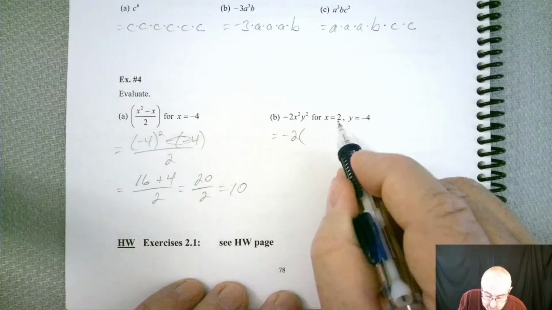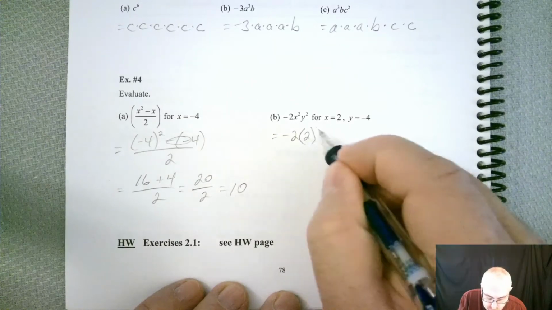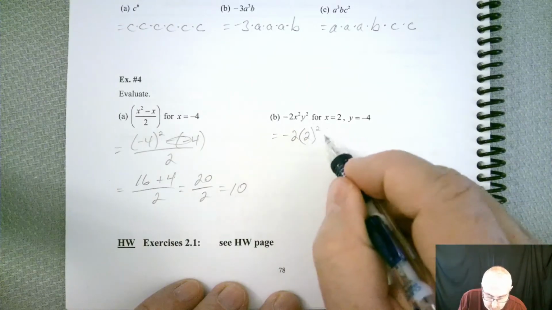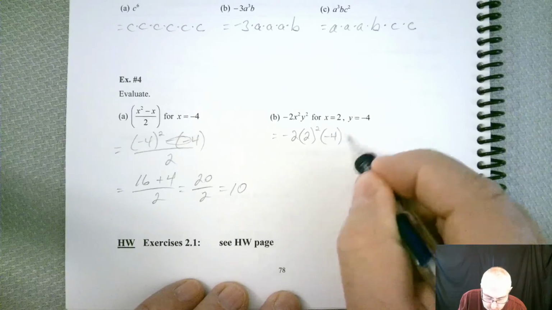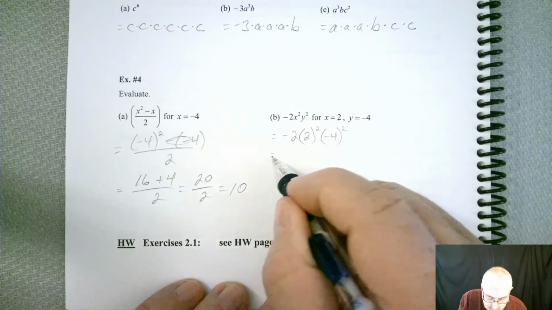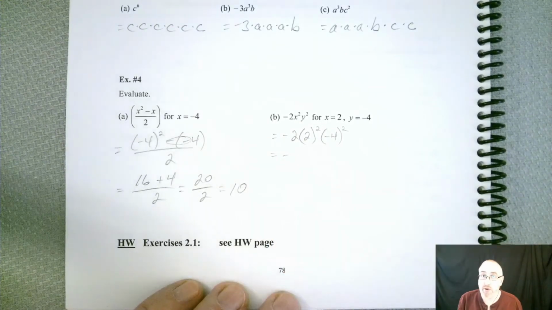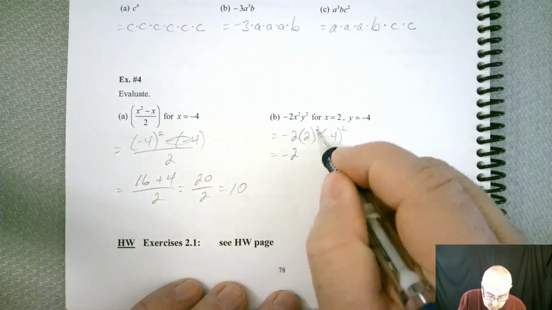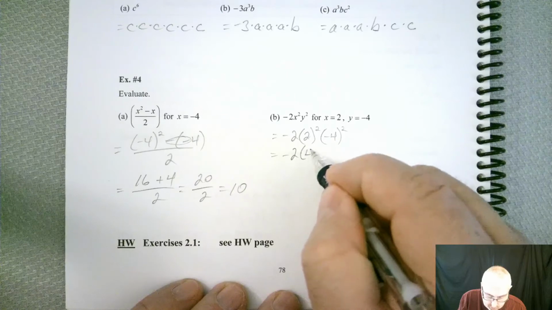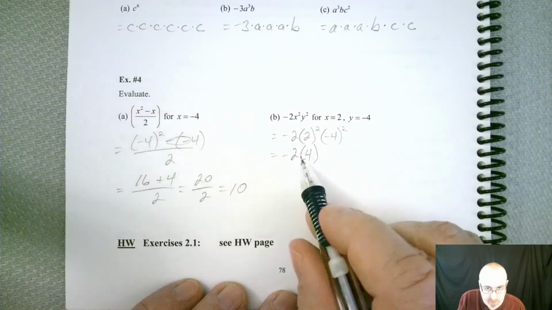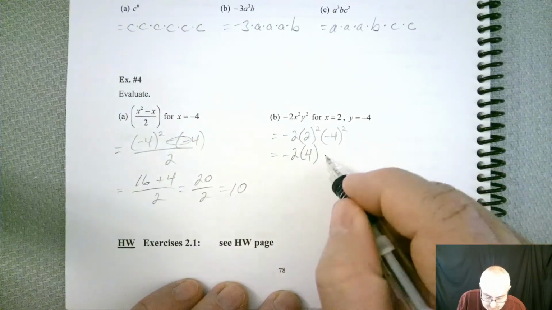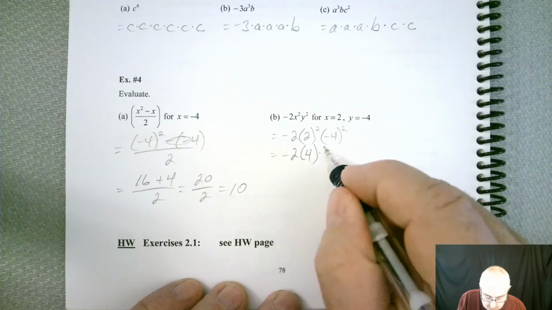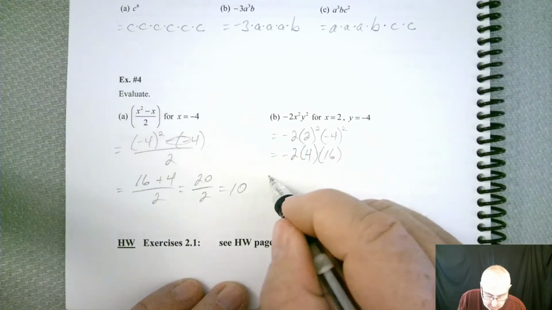So we got x is 2, so we're going to raise that to the second power. The y is negative 4, so that's to the second power. So now the first thing we should tackle are the exponents. So 2 to the second. If you want to keep the parentheses, it's fine. If you want to put a times symbol, that's fine. Just remember that you're multiplying. And we know that that's 16.